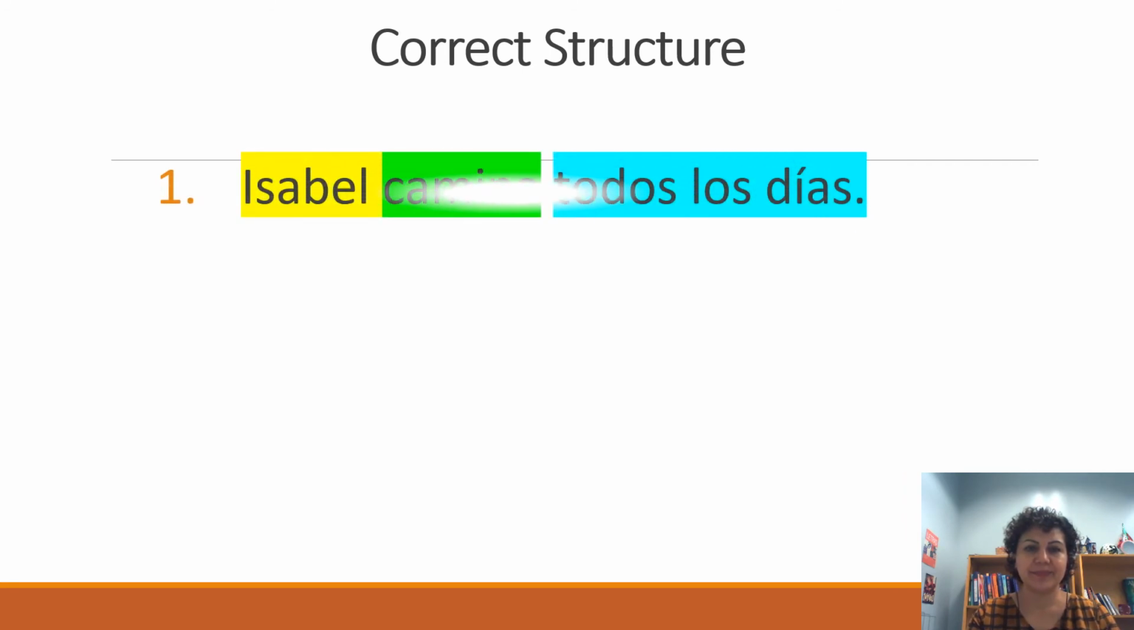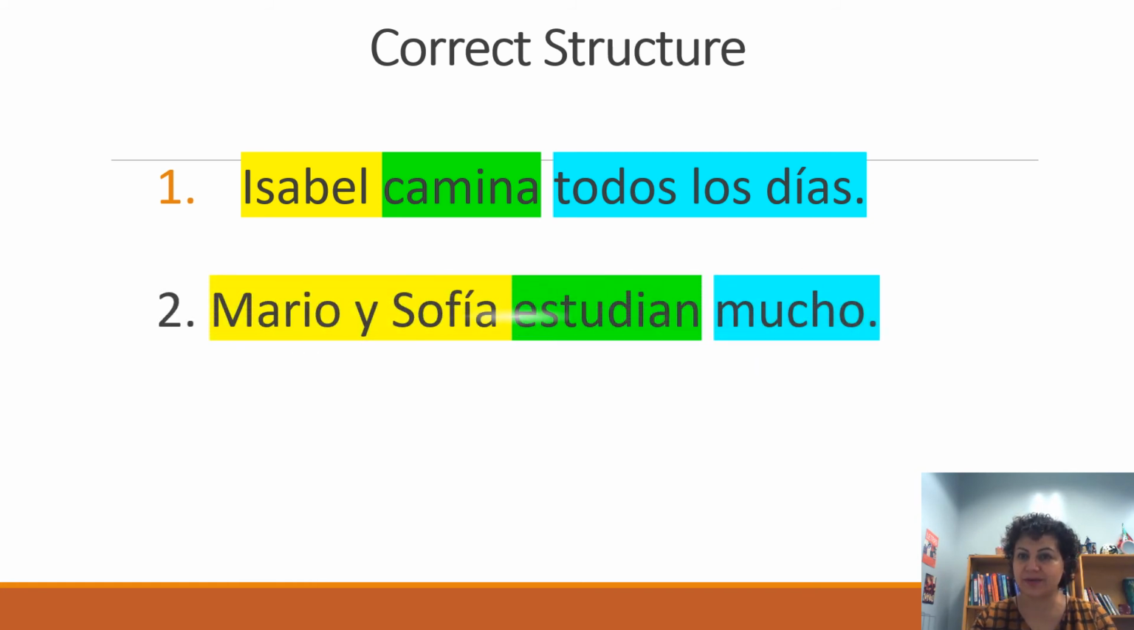Vamos a ver. Okay, good job. Isabel camina todos los días. Isabel is the subject, and you already have the conjugated verb, camina. We cannot say caminan because it's she, third person singular. Todos los días, the rest of the sentence.